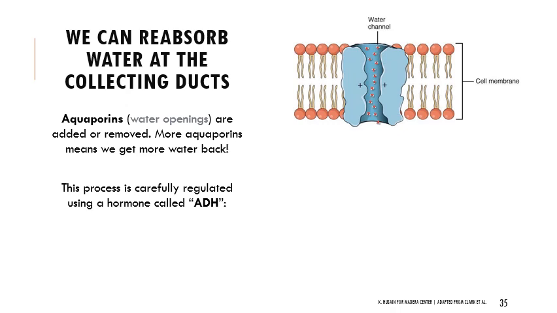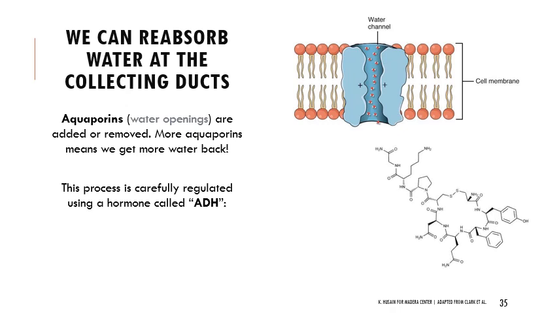So we're able to regulate the number of aquaporins using a hormone called ADH. This is what it looks like. ADH stands for antidiuretic hormone. So anti means against. Diuretic is something that makes you pee. So something like caffeine or alcohol or a lot of different types of medications are diuretics. They make you increase the volume of your urine.